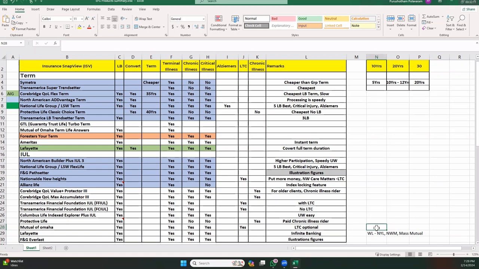Mutual of Omaha, it's again a very solid company, very old company. They have LTC as an optional thing. The only difference is that it has to be a permanent disability kind of thing. Only then that works.